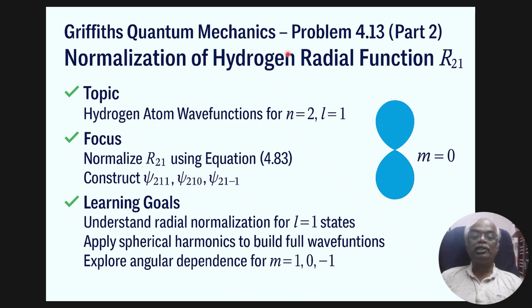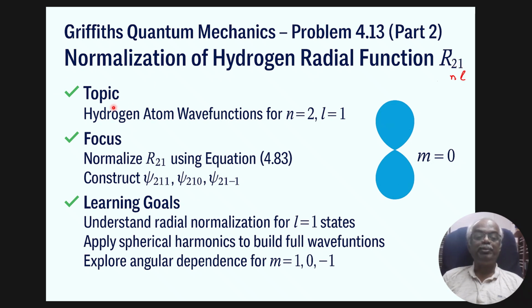Today we are going to solve problem 4.13 part 2 of Griffiths, third edition, Introduction to Quantum Mechanics. We have already solved problem 4.13 part 1, in which n is equal to 2 and L is equal to 0, so R20. We normalized the hydrogen radial function R20 in part 1. Now we are going to find the normalization constant for R21, where L is equal to 1.